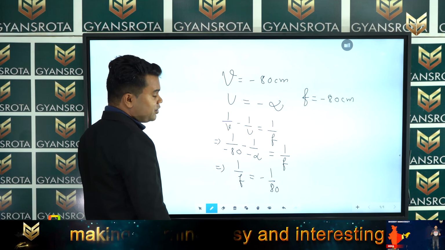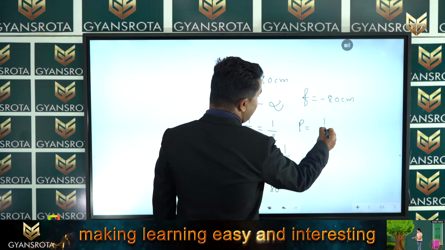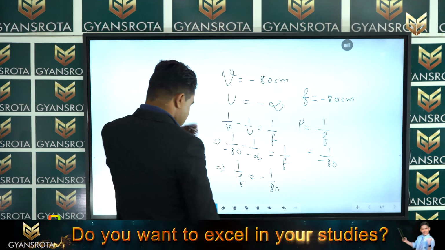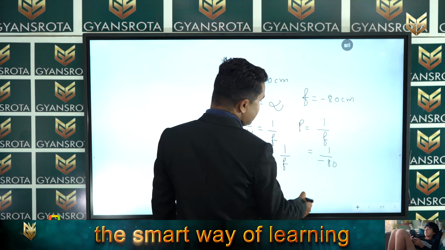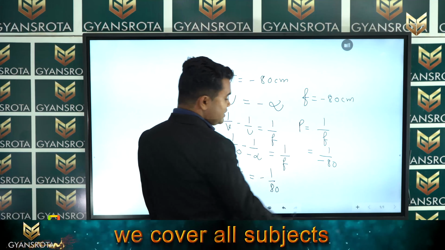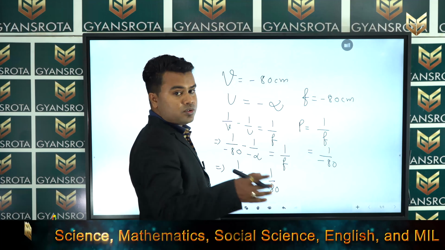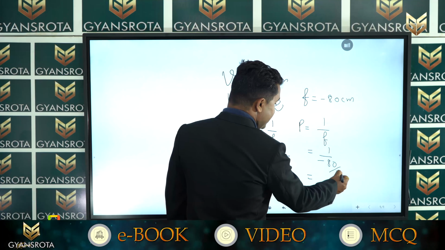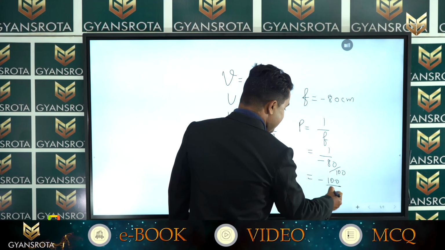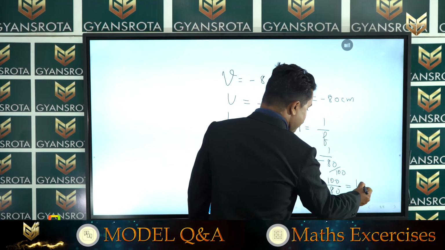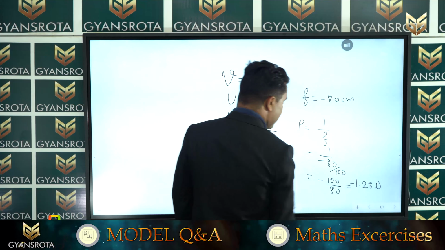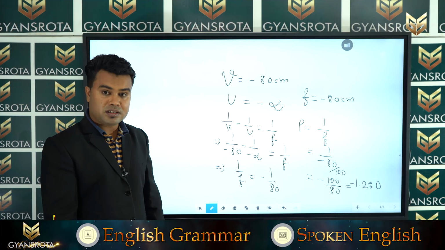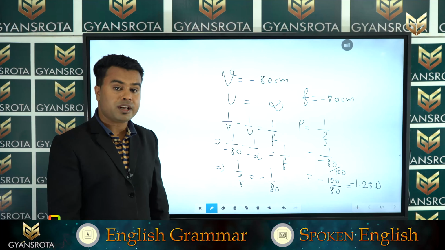Once you know f, you can calculate the power. Power will be equal to 1 by f, that is 1 by minus 80. Since 80 is in centimeter and power comes in diopter, centimeter has to be converted into meter. So it will be minus 100 divided by 80. So the right answer is minus 1.25 diopter. The minus sign indicates that the lens is a concave lens.